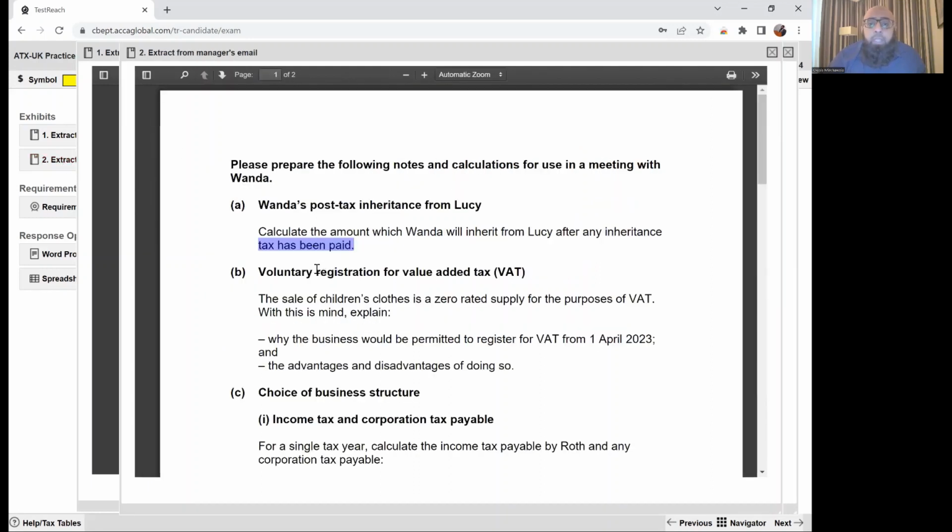So in relation to KS business, we have some information. Let's look at it. The first thing is voluntary registration for value added tax. The sale of children's cloth is a zero-rated supply for the purpose of VAT. With this in mind, explain why the business would be permitted to register for VAT from 1st April 2023 and the advantages and disadvantages of doing so. So I think this is an easy one.